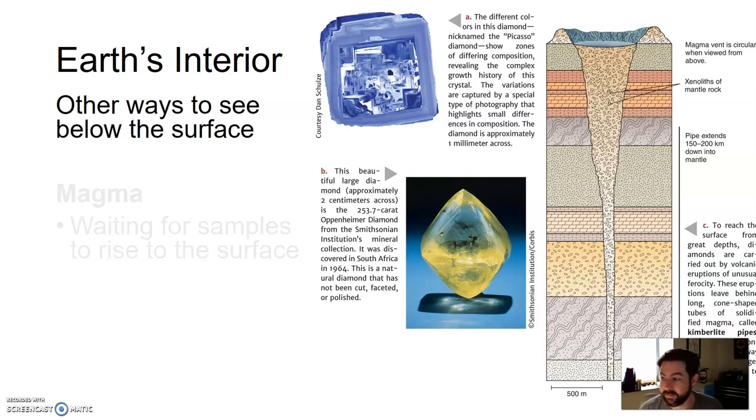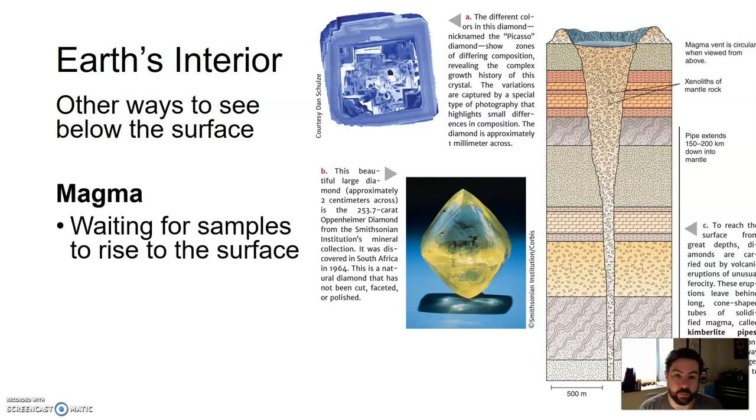Well, if we can't go down there too far, maybe we just wait for stuff to come up. So we wait for magma, liquid molten rock, coming up from the mantle. So we can wait for magma. Once magma hits the surface of the Earth, it's called lava. More on that in another unit.